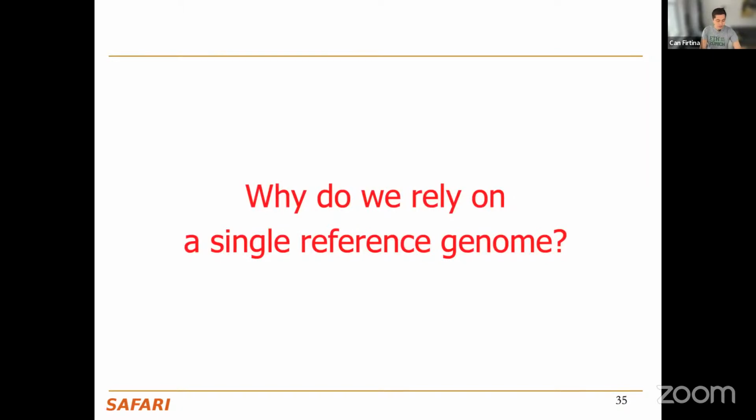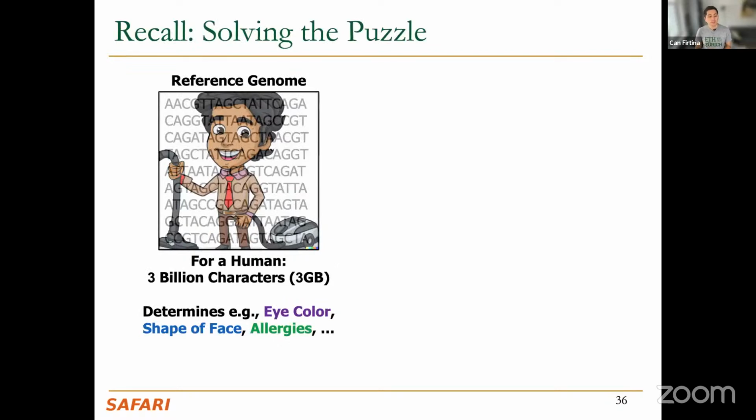So I guess the other question to answer is, why do we even have a single reference genome? So far what we mentioned is that there's a read, and that read maps to a reference genome, which is defined as the representative sequence of a particular organism. The human reference genome, for example, contains around 3 billion characters, and it determines certain characteristics of an individual, for example eye color, the shape of the face, allergies, and other things.